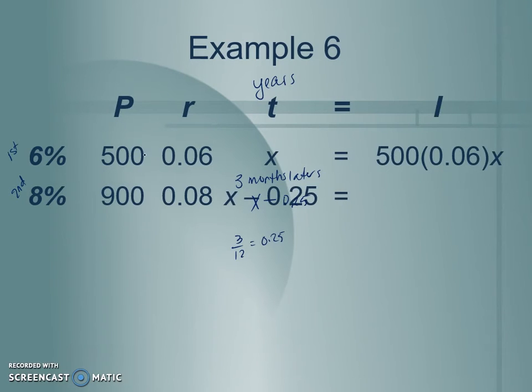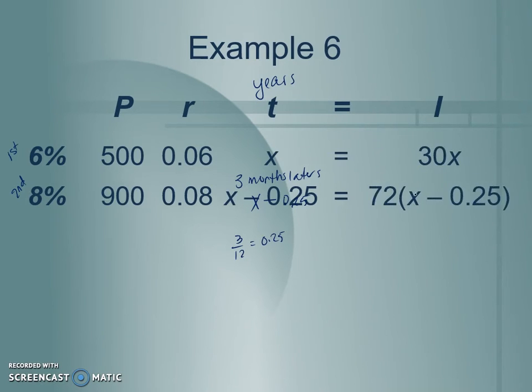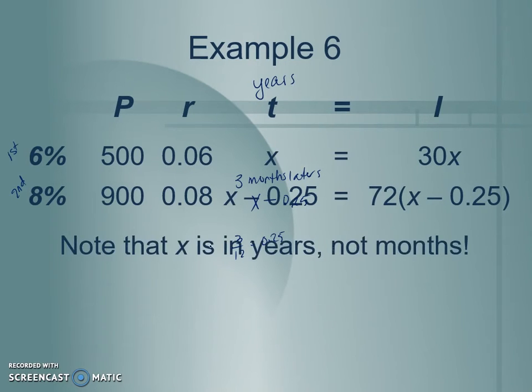And then we just multiply straight across, because remember, our principal times our rate times our time equals our interest. So 500 times 6% times x, and 900 times 8% times x minus 0.25. Then we can go ahead and simplify: what is 500 times 0.06 and what is 900 times 0.08. We get 30x and 72 times x minus 0.25. It just reminds us one more time that x is in years, not in months.